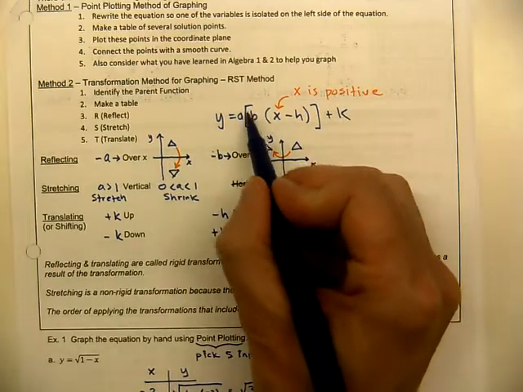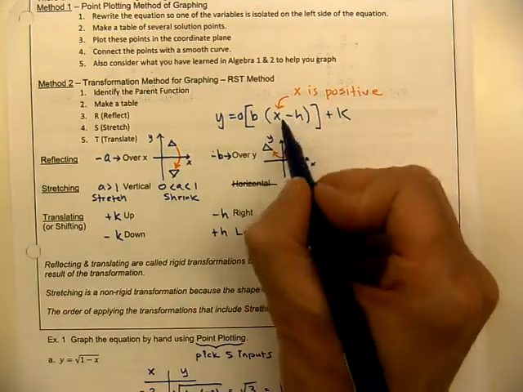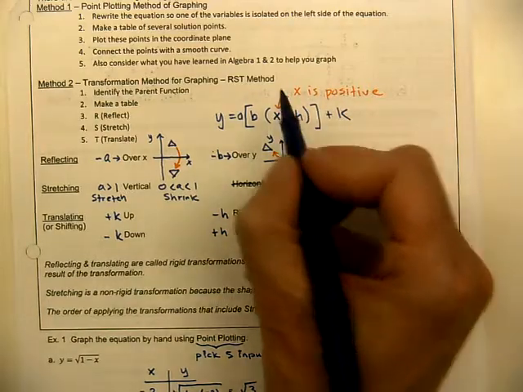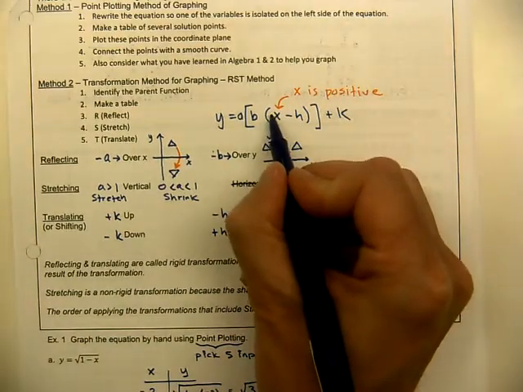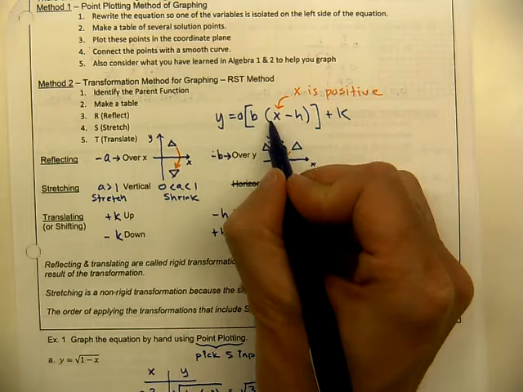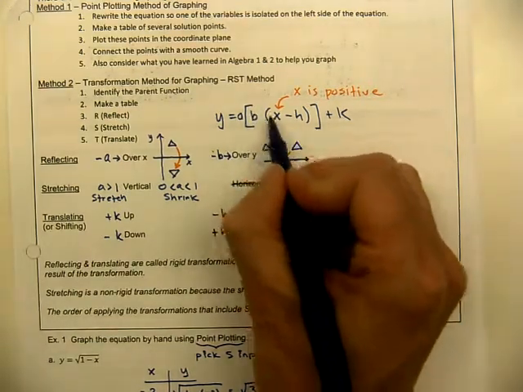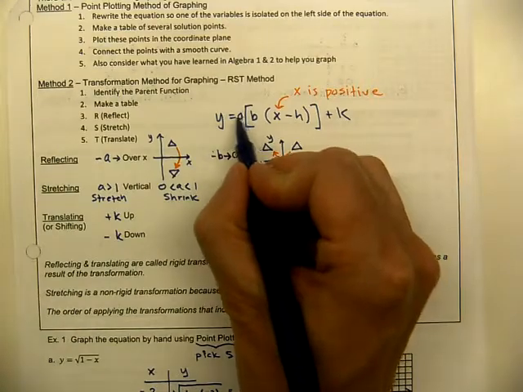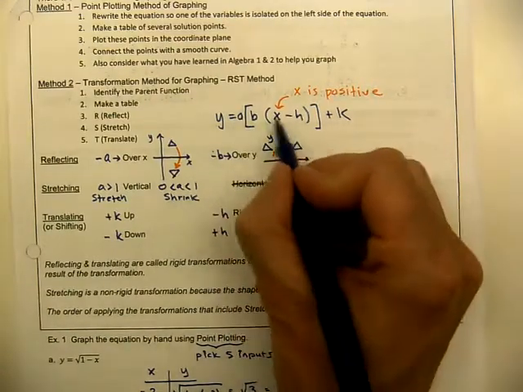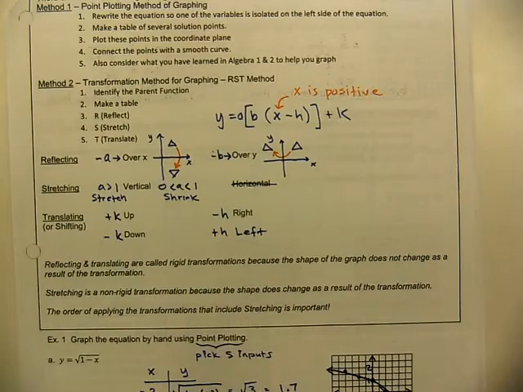Notice this is inside the grouping symbols. So the reason why we say x is positive is because if you happen to see a negative with the x, you want to treat it as if the negative sign were located here, if it happens to be inside the grouping symbols, or here if it's outside of the grouping symbols, and that way it forces the x to be positive.